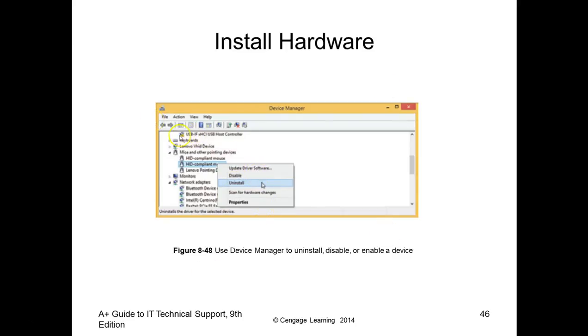You can see here we've got a USB host controller that has issues because it has a little yield sign. And then right here, let's say we're having issues with this mouse. We can go in and uninstall it, reinstall it, and if that doesn't resolve the issue, we can go through and click on update device or update driver software.